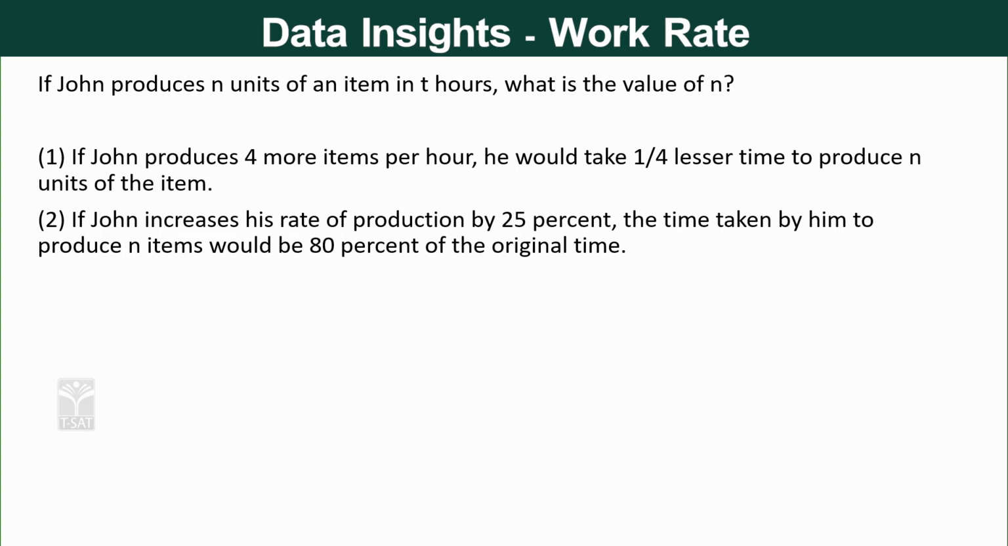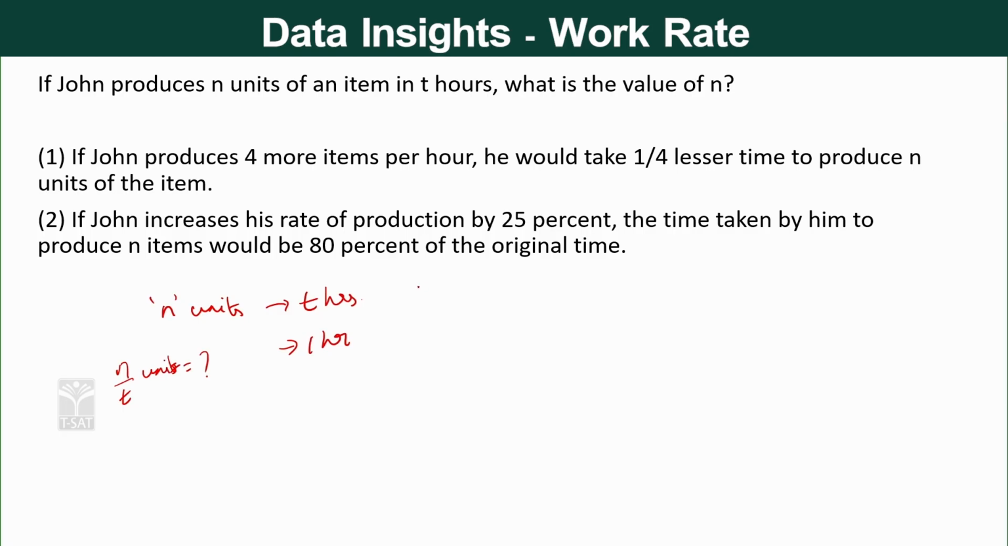If John produces n units of an item in T hours, what is the value of n? Statement 1: If John produces 4 more items per hour, he would take 1/4 less time to produce n units of the item. And statement 2 is telling us that if John increases his rate of production by 25%, the time taken by him to produce n items would be 80% of the original time. Let us see, John is producing n units of an item in T hours. So, in 1 hour it will produce n by T units.